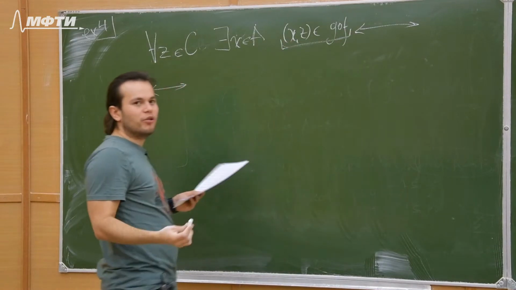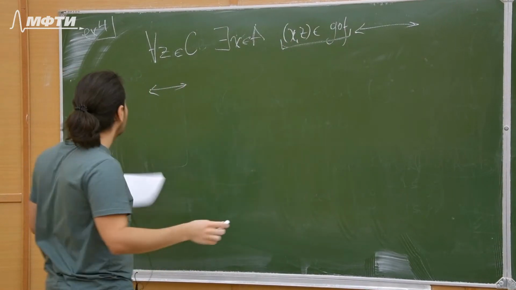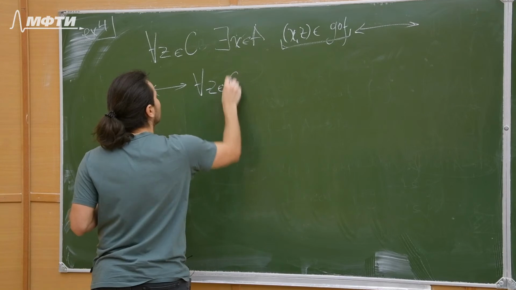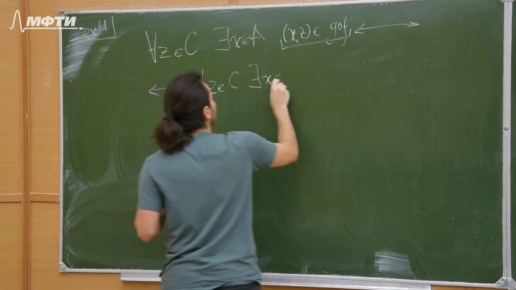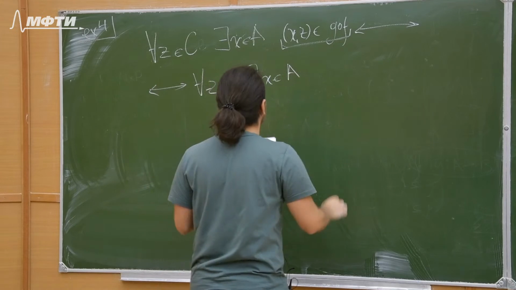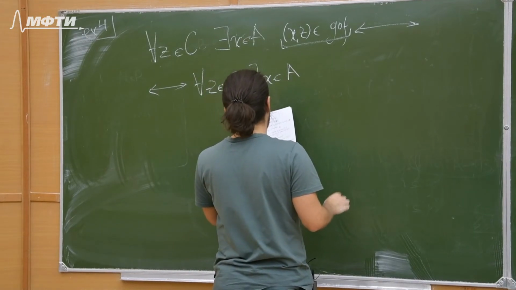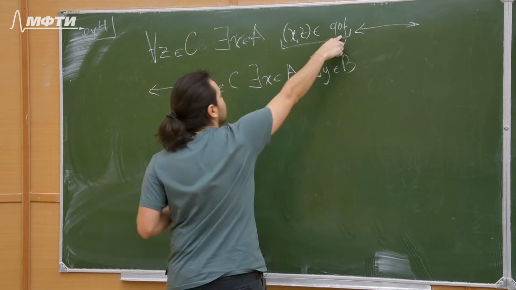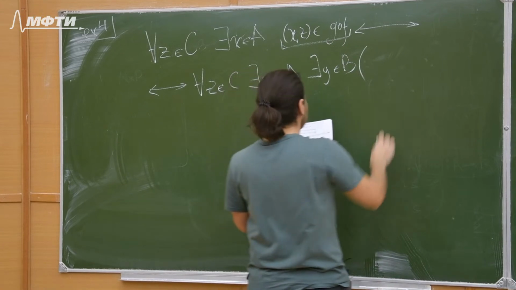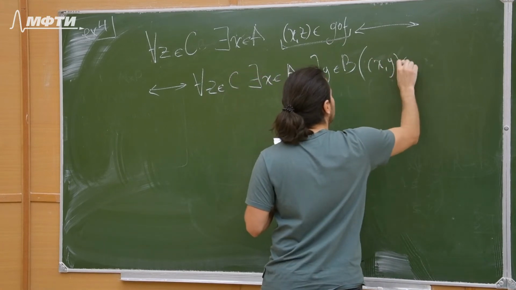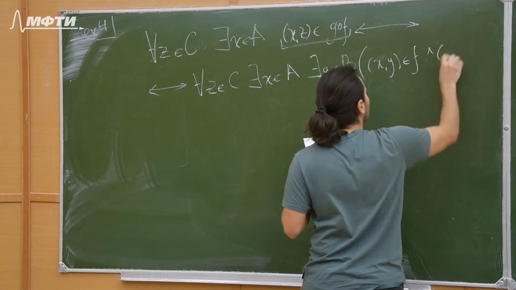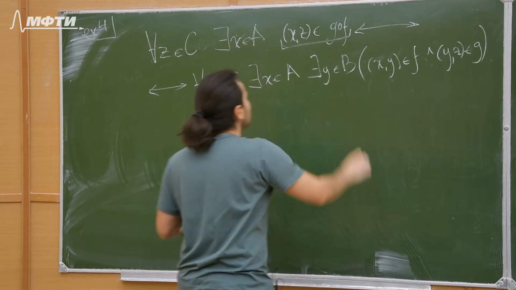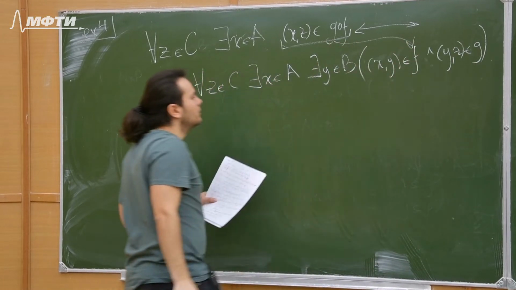Let's show by definition what the meaning of this is. So this is true if, again, we have to write this: for all the elements in C, there exists some element in A such that, and here we have to write, there exists some y in B such that xy belongs to F and yz belongs to G. So this is just the definition of the composition here.